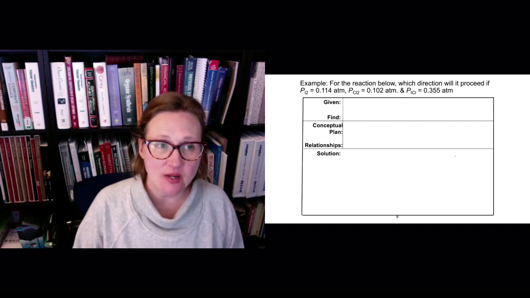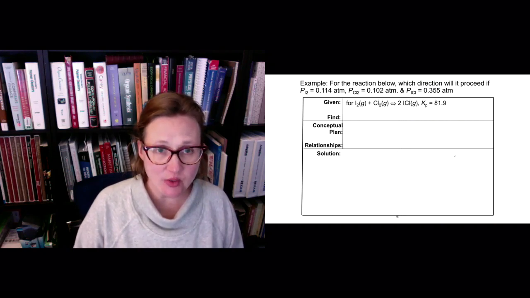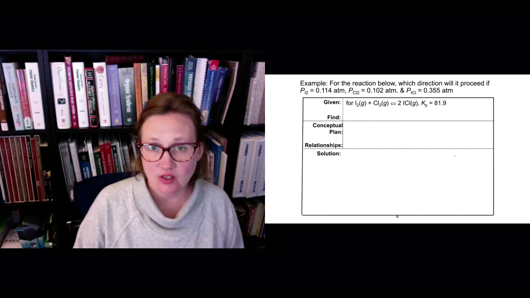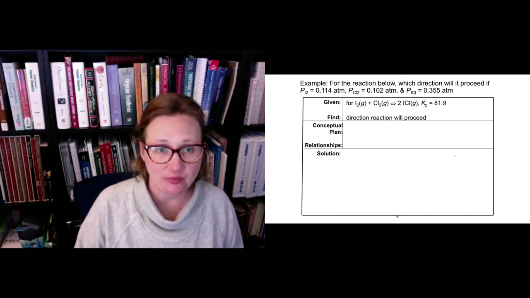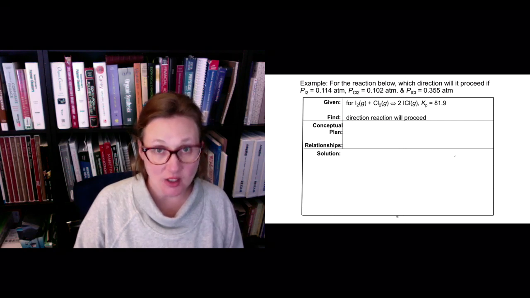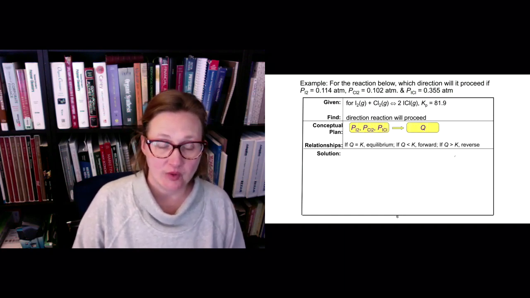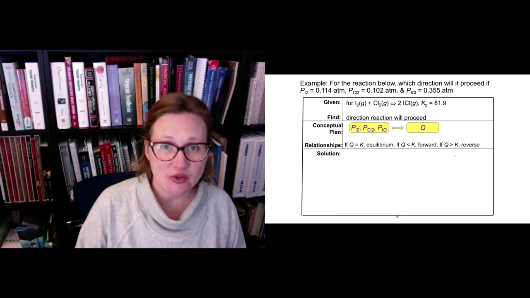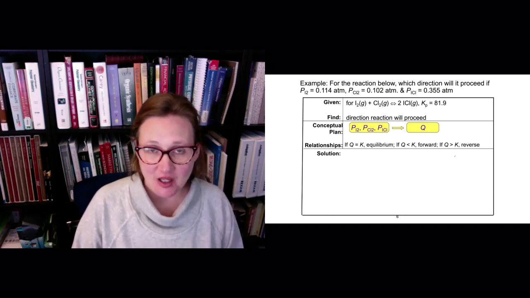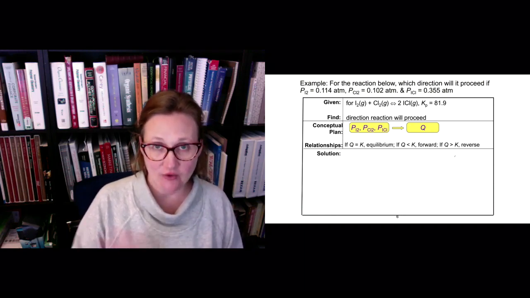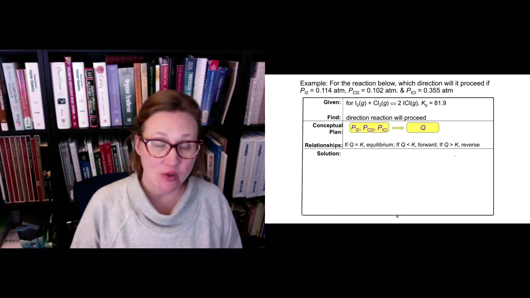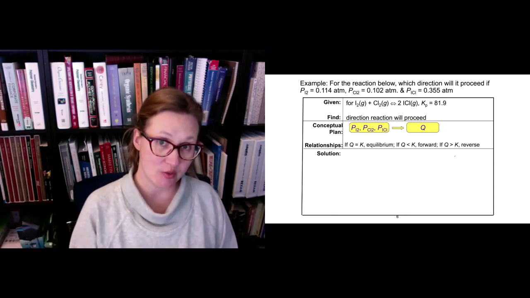All right, so let's look at a reaction here. We have this reaction between iodine and chlorine that forms 2ICl. We're given a Kp, and we want to find the direction the reaction will proceed. We're given these pressures. We want to know, is this reaction going to proceed toward the products, or will it proceed towards the reactants? If Q equals K, then you're at equilibrium. If Q is less than K, we're going to go forward toward products. And if Q is greater than K, we're going to go in reverse toward the reactants.